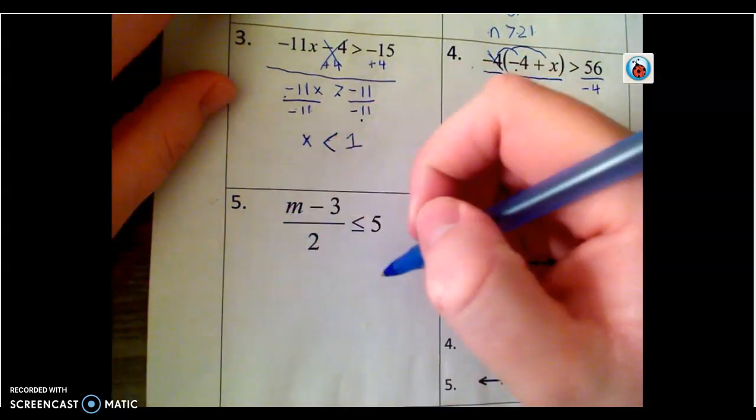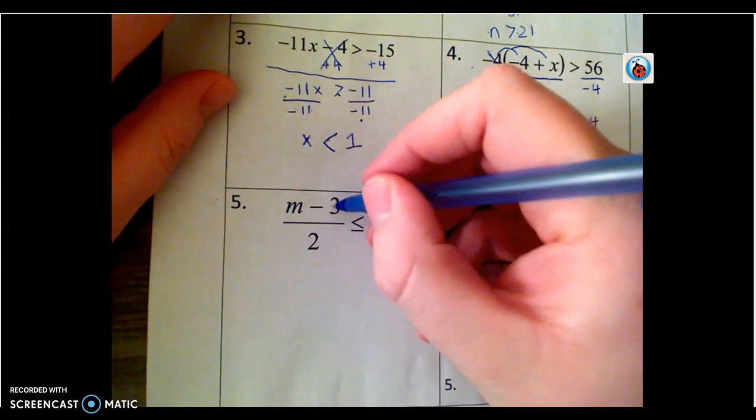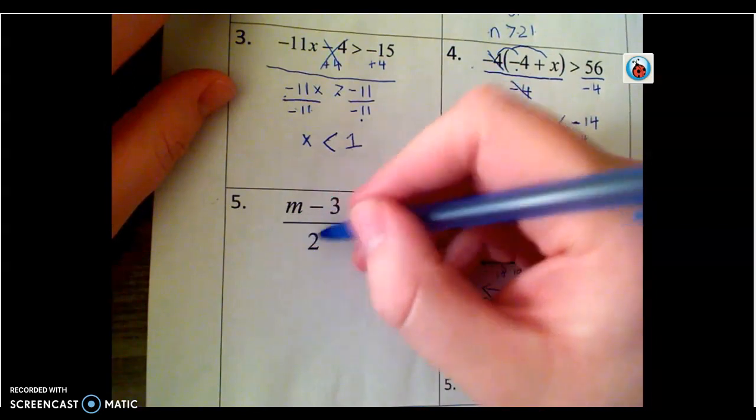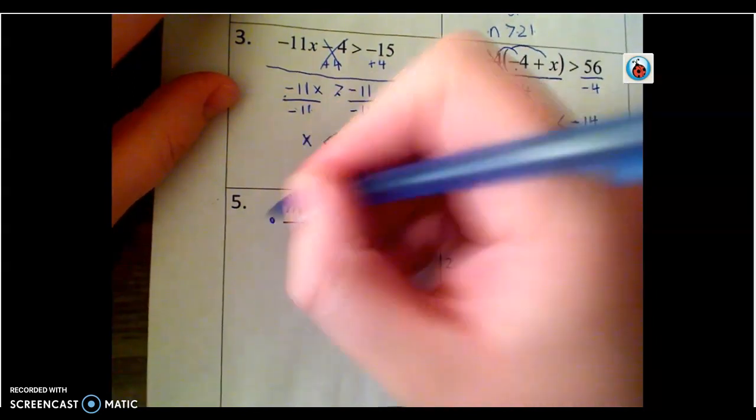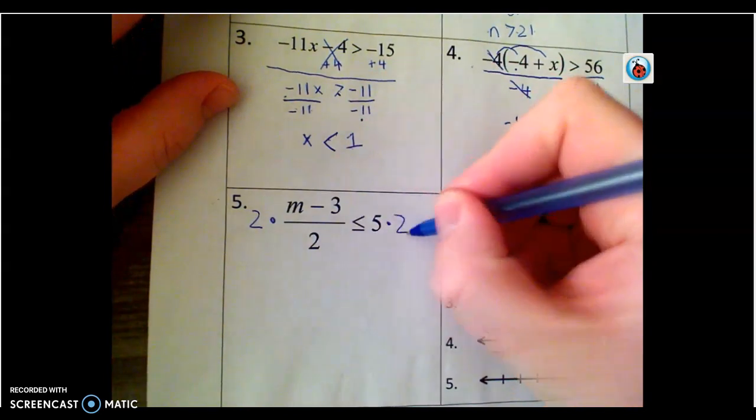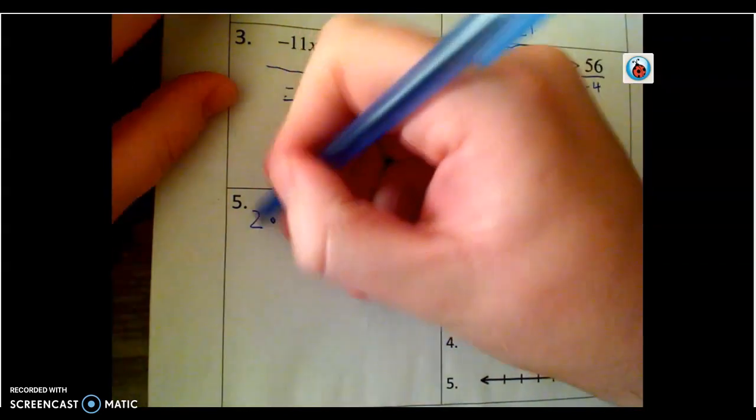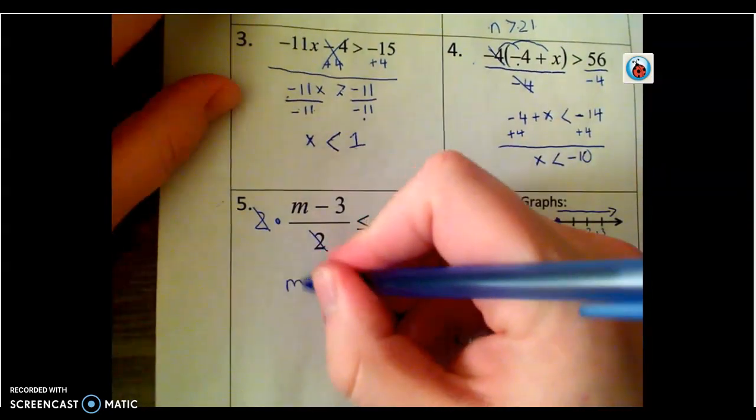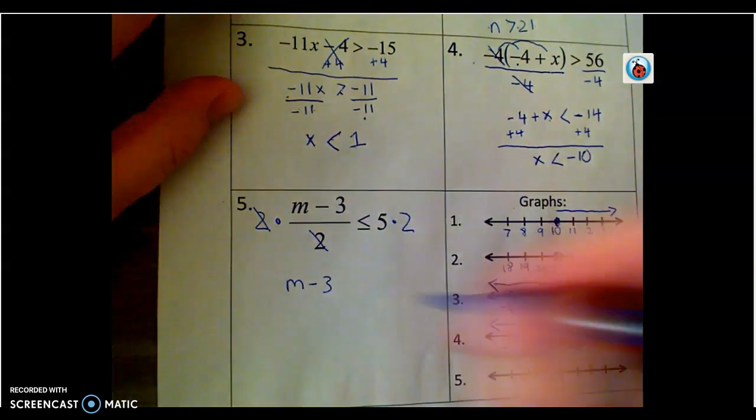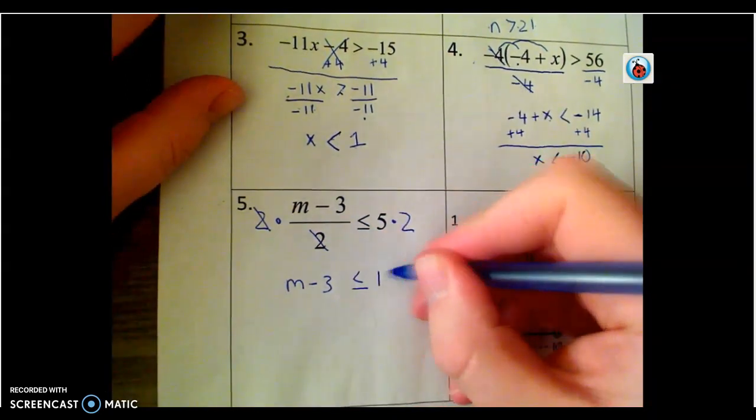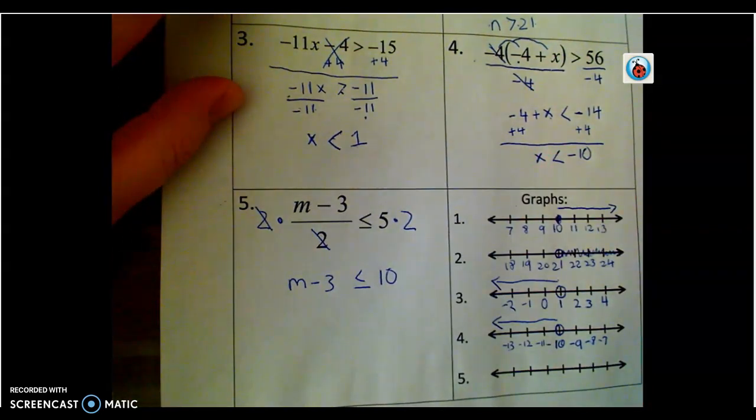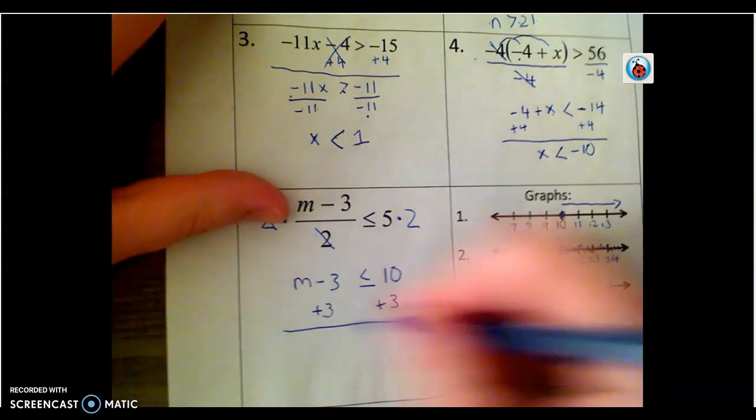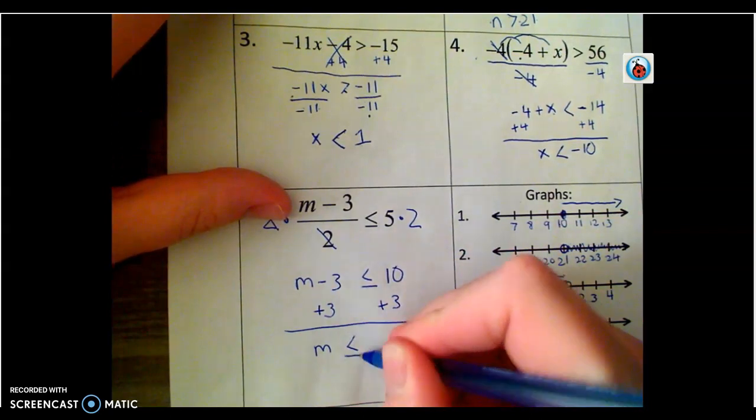So for number 5, our first step is that because it's m minus 3 and the whole thing is a part of my fraction, I need to get rid of the fraction first. To do that, I'm going to multiply both sides by 2. That will make this go away and this go away. It will leave me with m minus 3 is less than or equal to positive 10. And then I'm going to add 3 to both sides. I get m is less than or equal to 13.